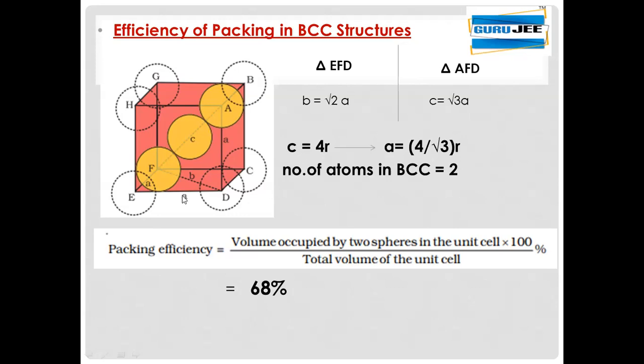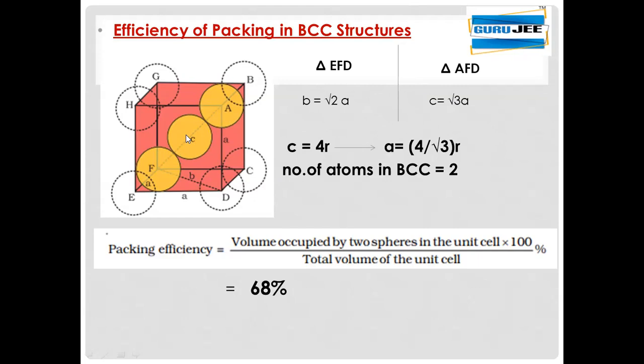So here, what will be the half of the body diagonal? One atom is present at the corner and the other at the center. So the whole body diagonal is not required, we just need half of the diagonal. Body diagonal is root 3 a, so half of the body diagonal is root 3 by 2 a. This half of the body diagonal gives the distance between the corner atom and the central atom.